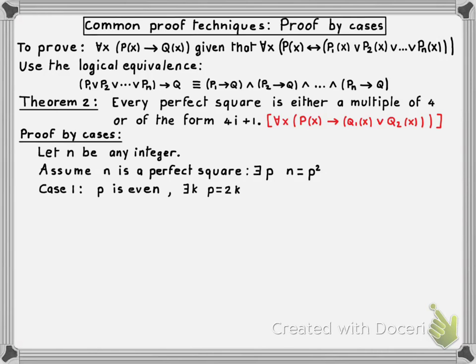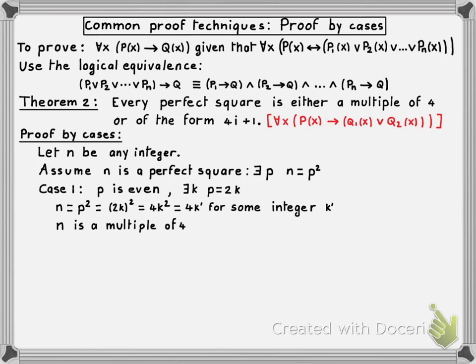So by definition of being even, p must be written as 2 times k for some integer k. Now we have an expression for p as 2 times k, and n is p squared. So we can plug in the expression for p to obtain 2 times k, squared. We can expand this out to get 4 times k squared. And we notice that this is 4 times some integer k prime, since if k is an integer, k squared is also an integer. So what can we tell about n if it's equal to 4 times some integer k prime? Well, by definition, that means n is a multiple of 4.